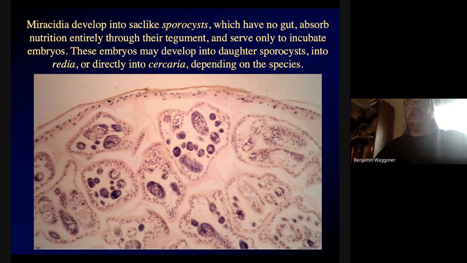And as I've mentioned in the sheep liver fluke, the sporocyst buds off redia inside, but others might bud off more sporocysts, or they might skip the redia and go straight to the cercaria. It all depends. Awesome example of this, and I'm going to post to the playlist on YouTube some video footage of this.